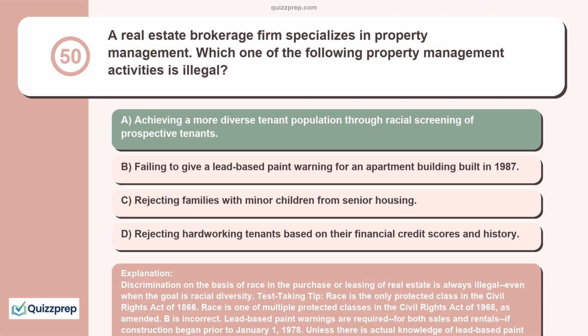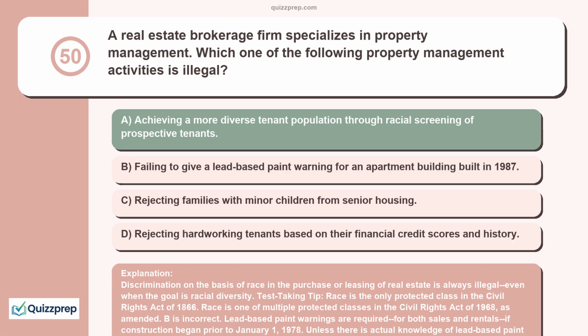Discrimination on the basis of race in the purchase or leasing of real estate is always illegal even when the goal is racial diversity. Test-taking tip: race is the only protected class in the Civil Rights Act of 1866. Race is one of multiple protected classes in the Civil Rights Act of 1968, as amended.